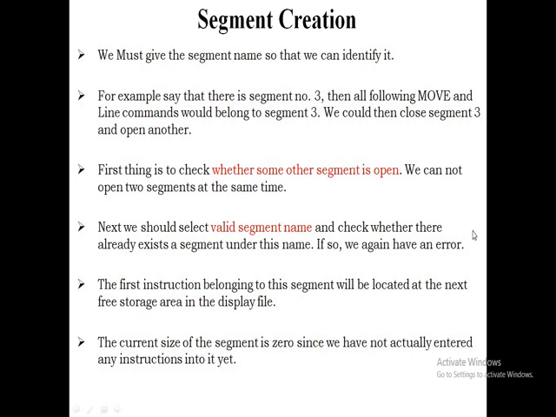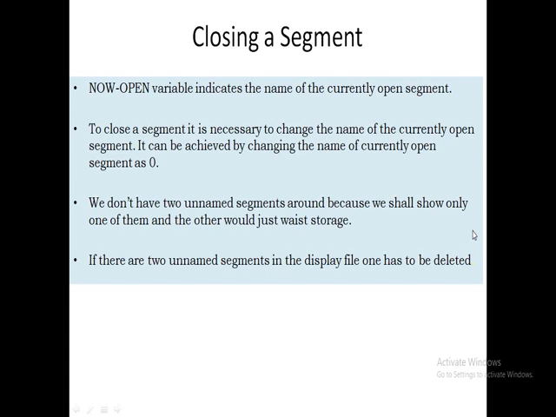Okay, so this is the segment creation operation. Next is closing a segment. It is very easy. We have an open variable whose value is set to 0 and the segment will get closed. Once we have completed our drawing instructions by opening a segment and making entry of the instructions, we should close it. This is the protocol.